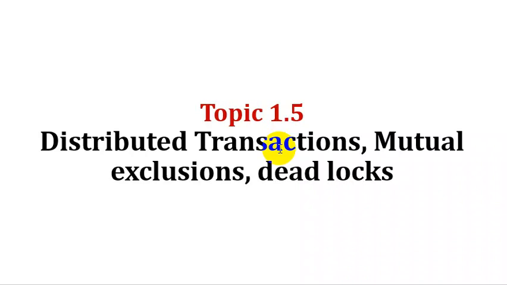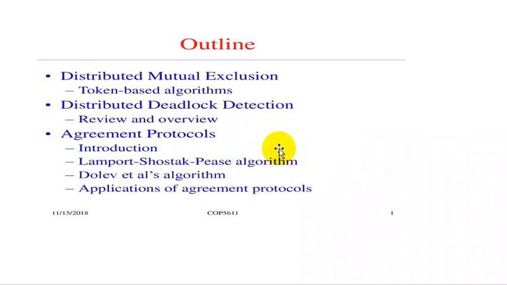Let's dive into the core concept: distributed transactions, mutual exclusion, and deadlocks. Starting with this slide, we look at how distributed deadlocks are detected. In a distributed system, we represent the system state using a wait-for graph, or WFG.